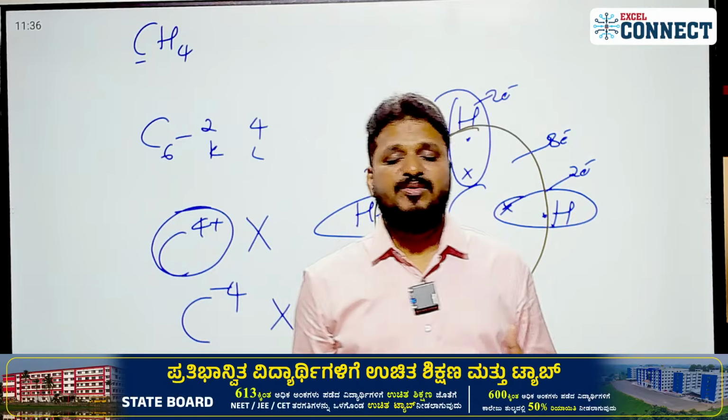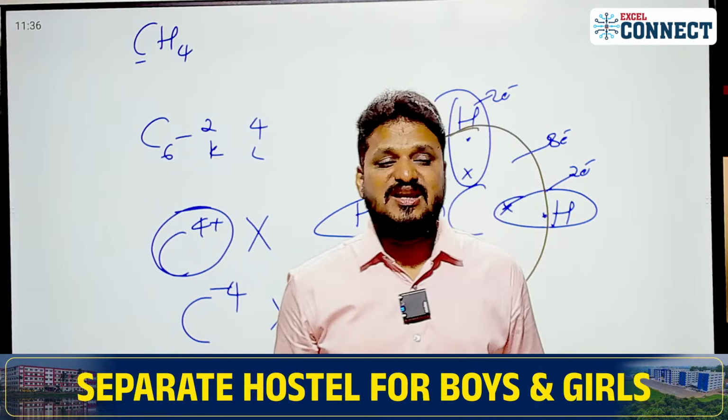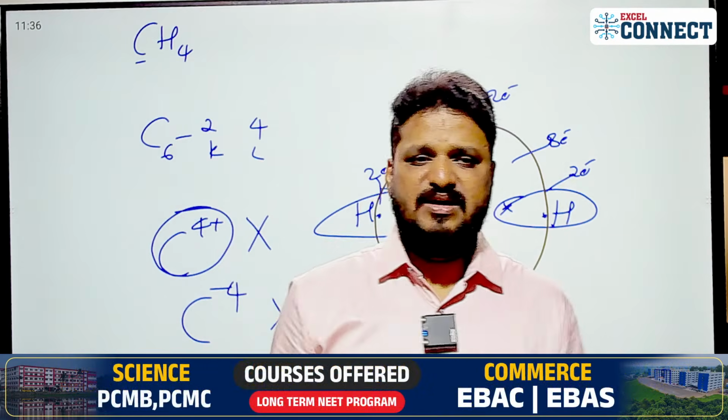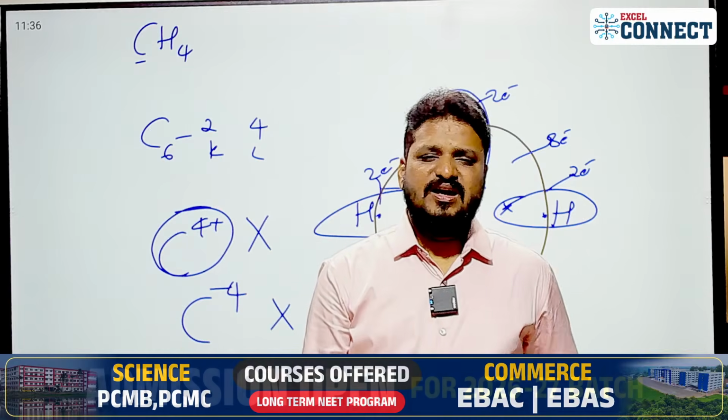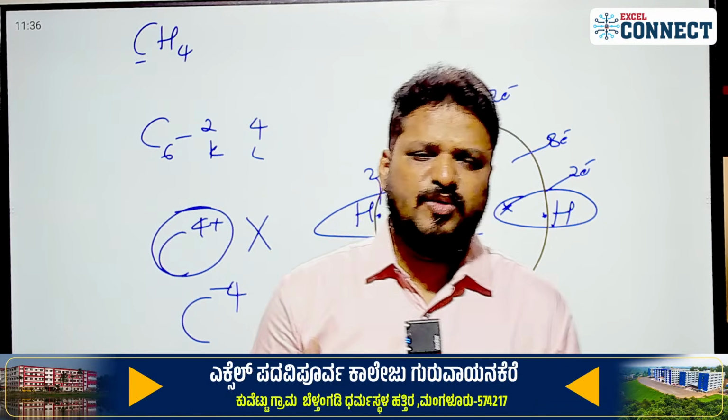Nearest noble gas of carbon is which? Neon. Neon has how many electrons in the valence shell? 8 electrons. Octet rule. So both are happy. I am happy, you are happy. Understood? So in all organic compounds like the homologous series, methane, ethane, propane, we studied, right?